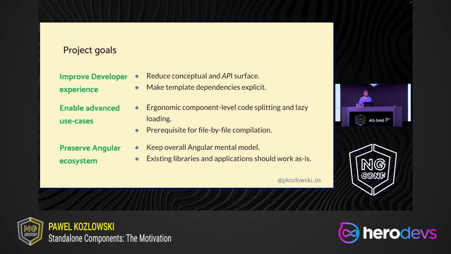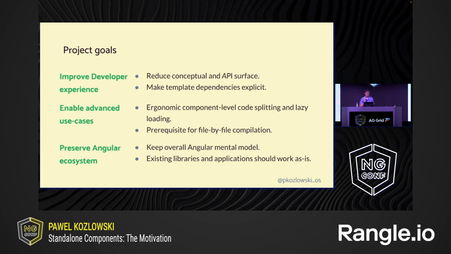Well, when we thought about the project goals, it was pretty obvious for us that we want to improve the developer experience, and do so mostly by reducing the number of concepts and APIs that you need to learn and master. As soon as we remove the layer of indirection, two things happen. The template dependencies are explicit, so you can easily see what is being used in a template. But also, to our partial surprise, we realized that it opens up doors to use cases that were inconvenient or even impossible before. What I mostly mean is component level lazy loading and code splitting.